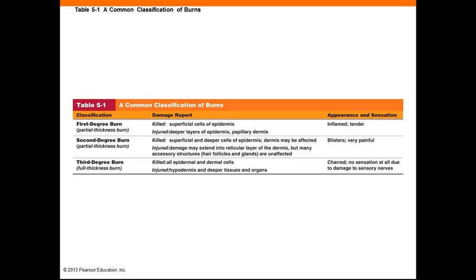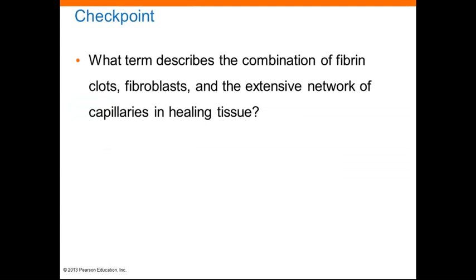For example, the difference between a first degree and a third degree is how much and which cells are killed. So a first degree burn, you'll have superficial cells of the epidermis that are killed, possibly injuring deeper layers of the epidermis. Whereas if you compare that to a third degree burn, you've killed all epidermal and dermal cells, and you may have even injured the hypodermis in deeper tissues and organs. So you can see that there's quite a bit of difference there. And so it depends on which cells, how deep, and how many of them are affected.